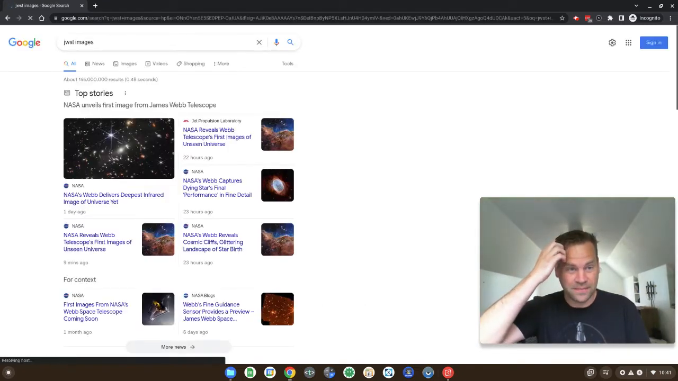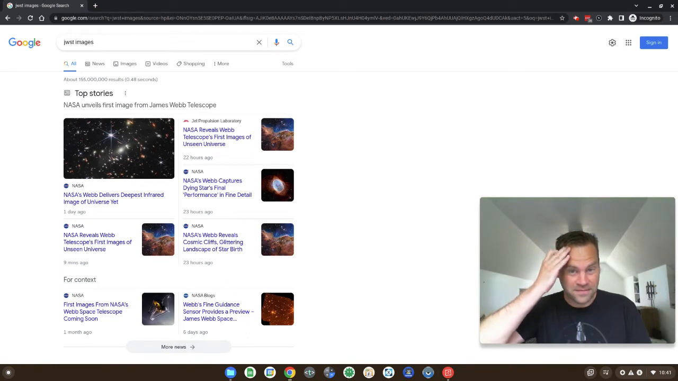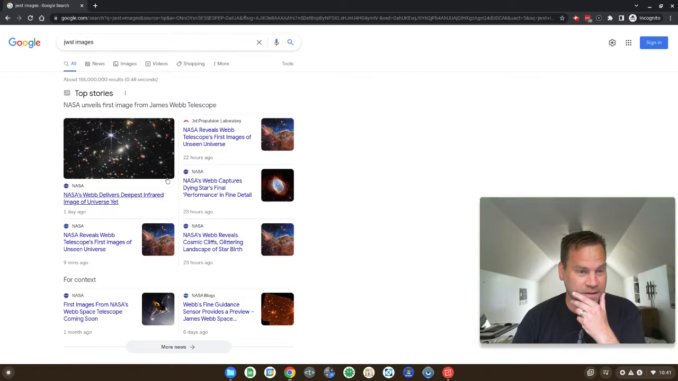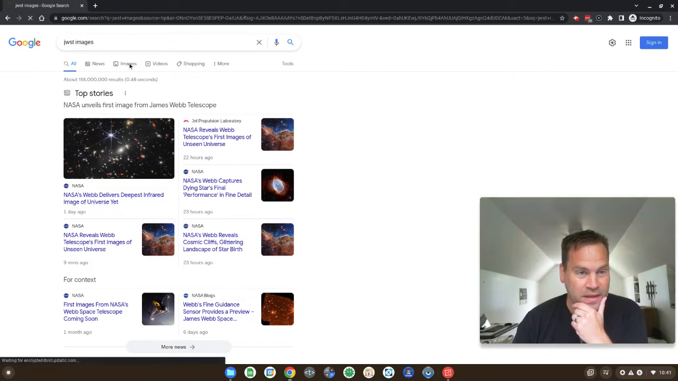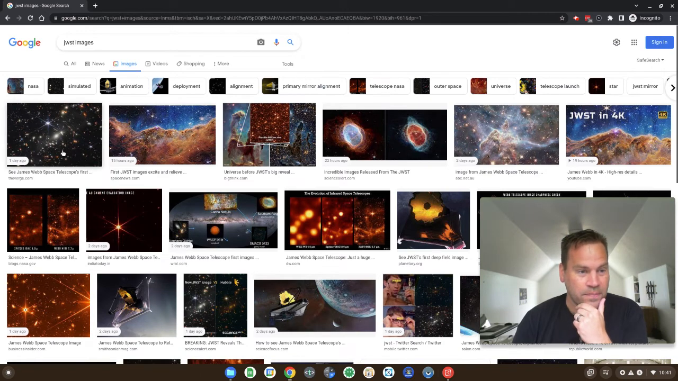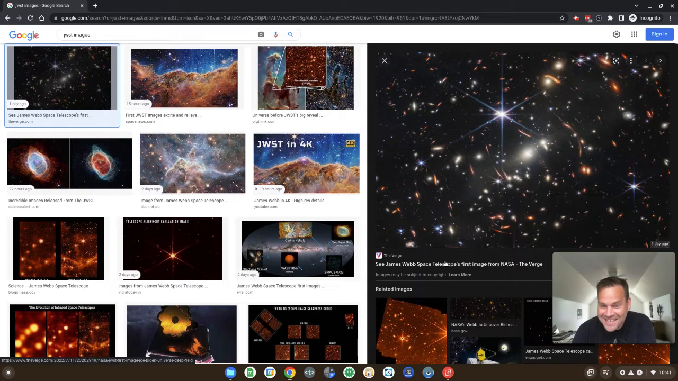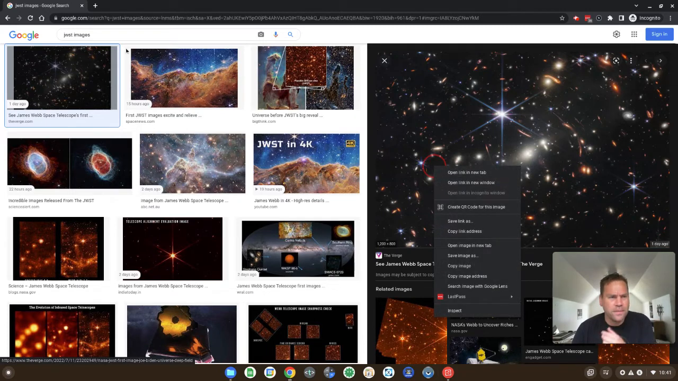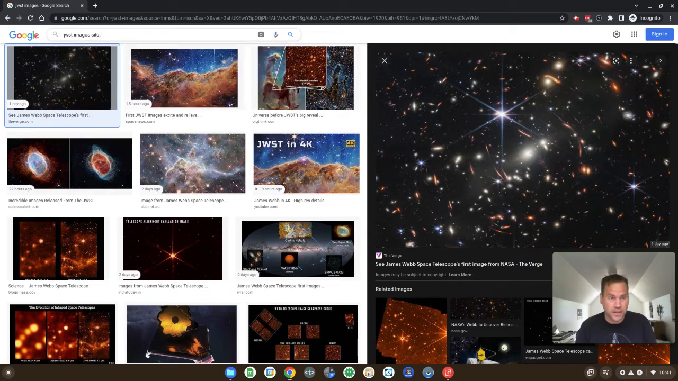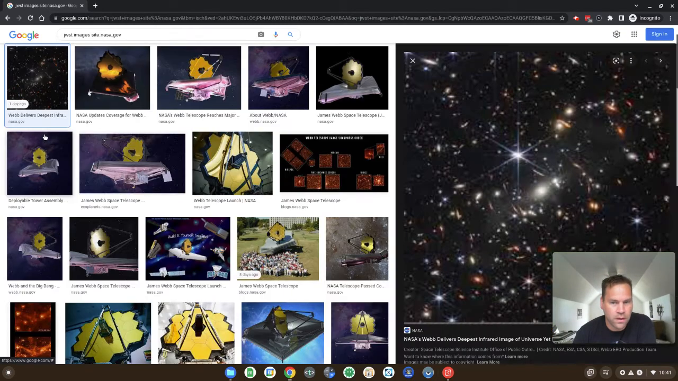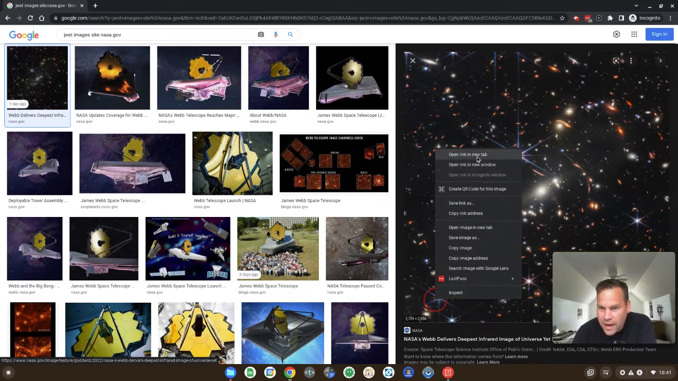Let's check it out. JWST images. Okay. So I am seeing, all right, the deepest. Okay, what do we got here? So wowzers. This image is a deep field image from the Webb Space Telescope. You know what I'm going to do? I'm going to restrict this just to NASA's website so that I don't end up on all these newspaper websites. Okay, so here we go. Wow. I'm going to open this in a new tab.